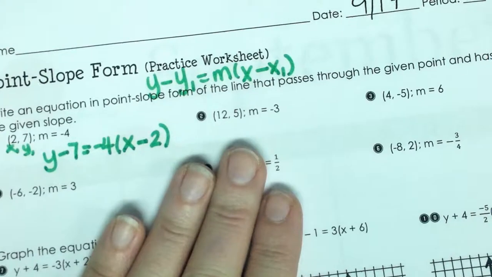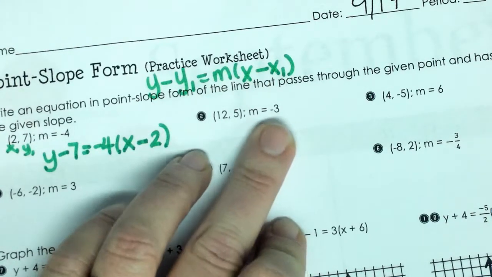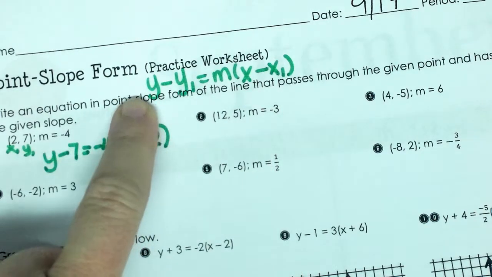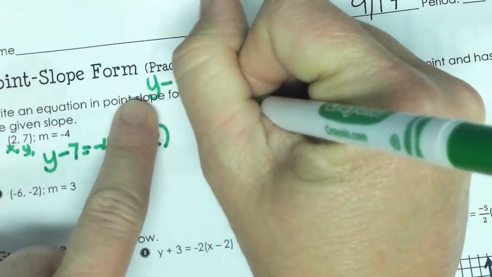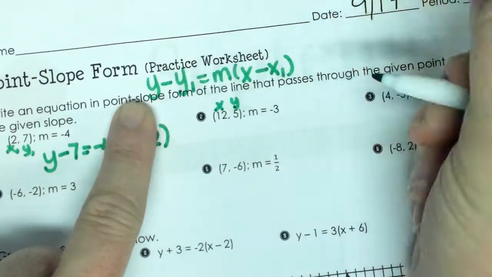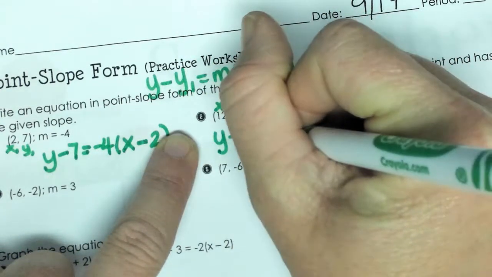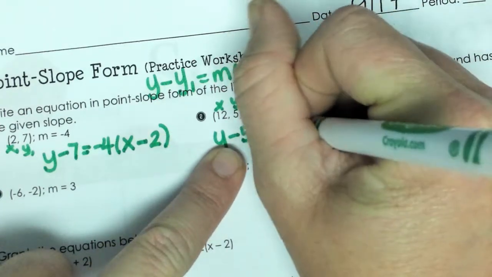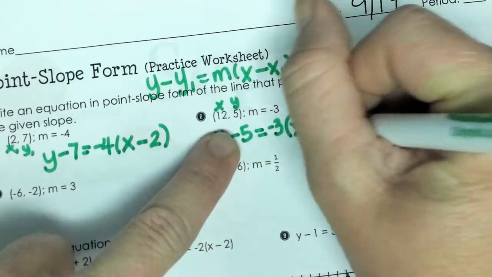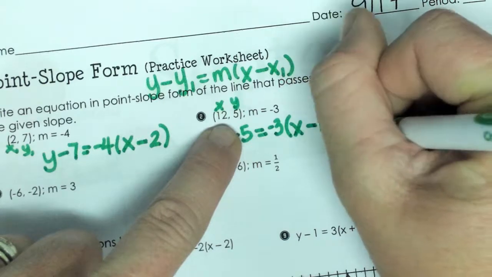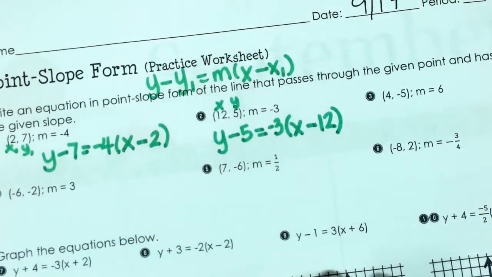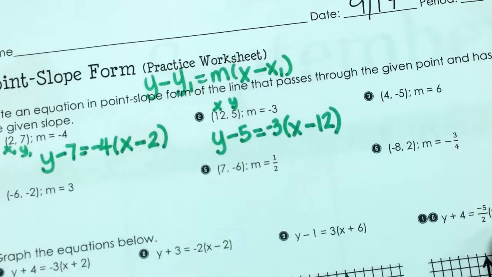Okay, so same thing for number 2. We're given a point and a slope, so we're going to put it in our point slope form. So again, x and y, and we have our m. So I have y minus 5 equals my slope, -3 times x minus my x value, which is 12. And so that would be our equation for that one. Okay, going on to number 3.